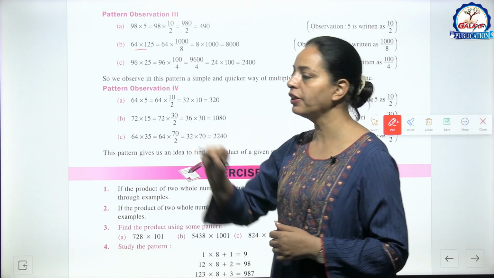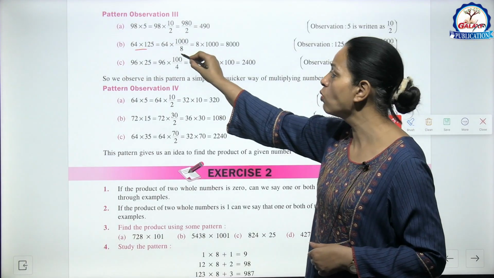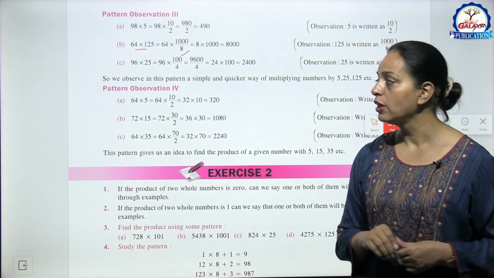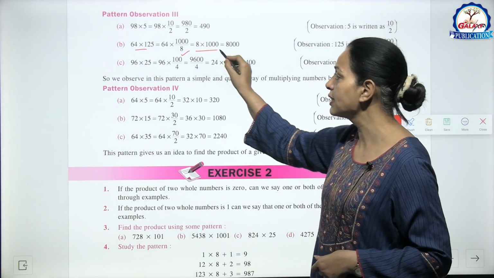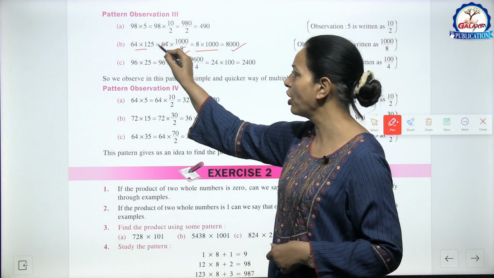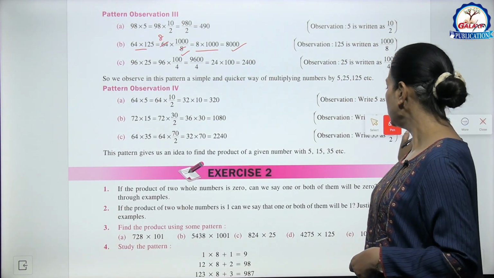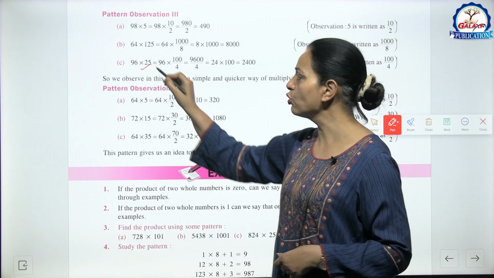Now B part, 64 into 125. So 125 we will write as 1000 divided by 8. So it becomes this number. So that is 8000. It will cancel from here, right? So answer is 8000. Now C part here, 96 into 25.